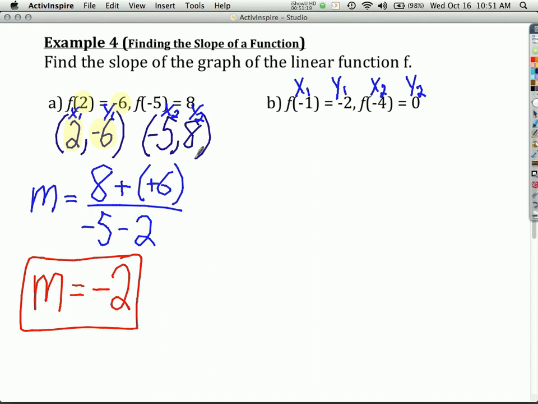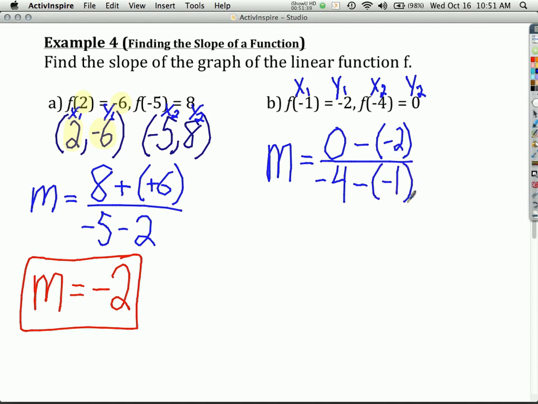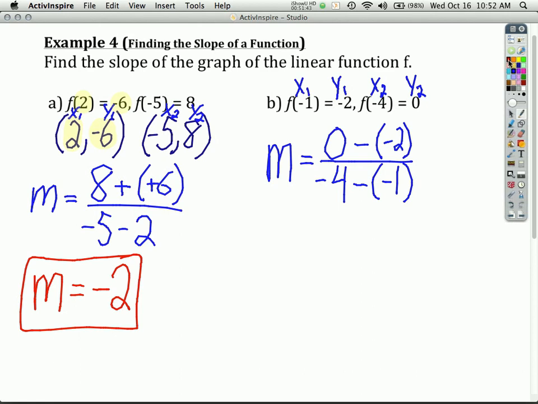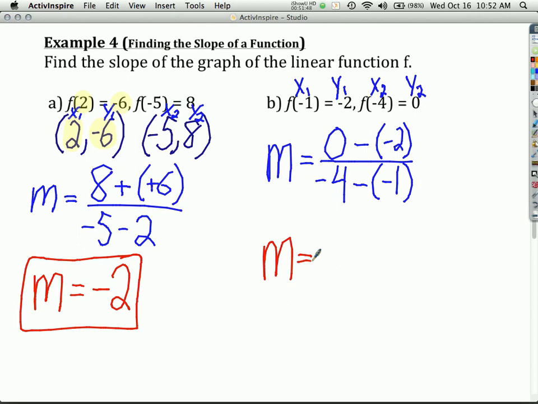But if you feel like you can skip over that step and jump straight to m equals, then just do this. It's in the same order. So y2 minus y1 over x2 minus x1. So what do we get for the slope this time? Anissa? Negative 2/3. Very good.